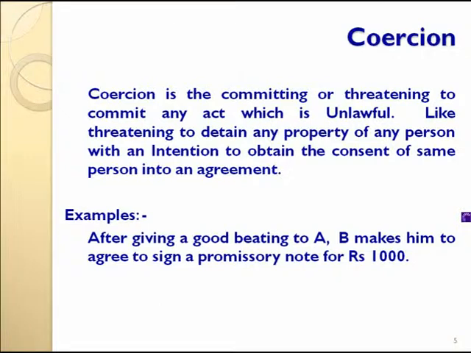Examples. After giving a good beating to A, B makes him agree to sign a promissory note of rupees 1000. You can take a different example. Suppose Ram has given a proposal to Sham, but Ram is giving some unlawful threats to Sham or doing some unlawful activities against Sham, particularly to induce him into the contract, because if he does not agree, something will be done against him. This is what Ram is doing, which is unlawful, and if Sham gives his consent because of these activities, it will never be deemed Sham's free consent.